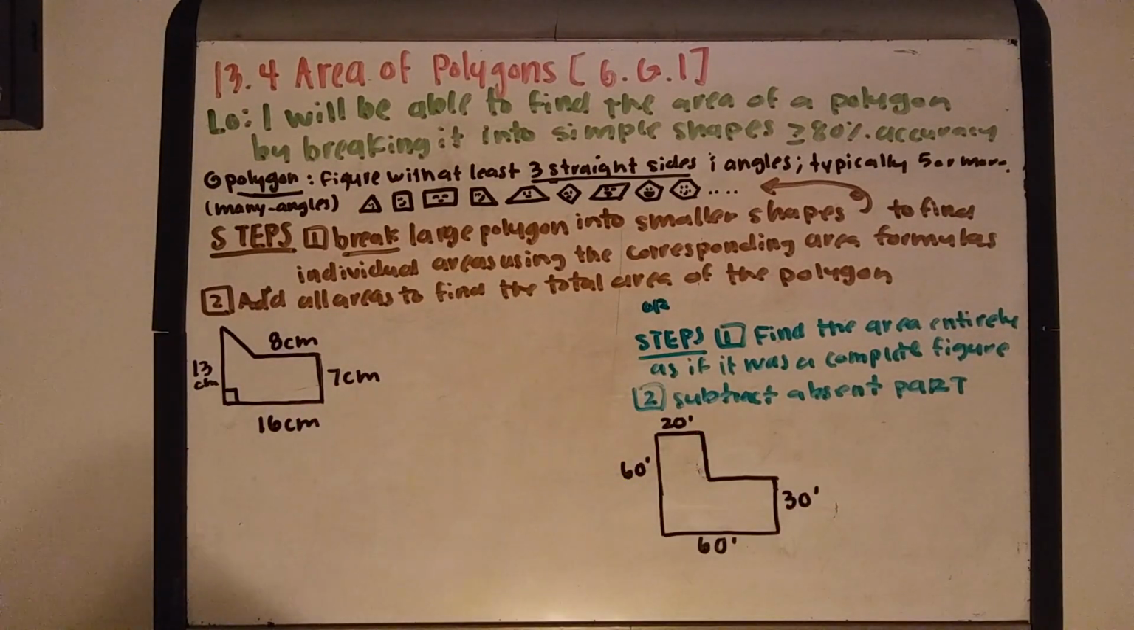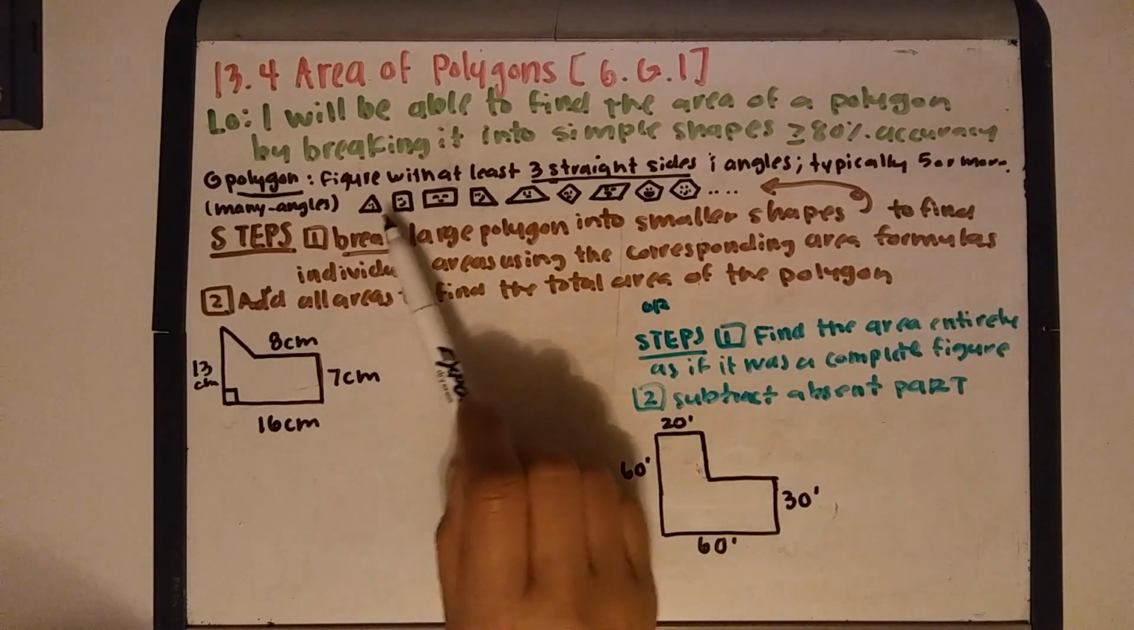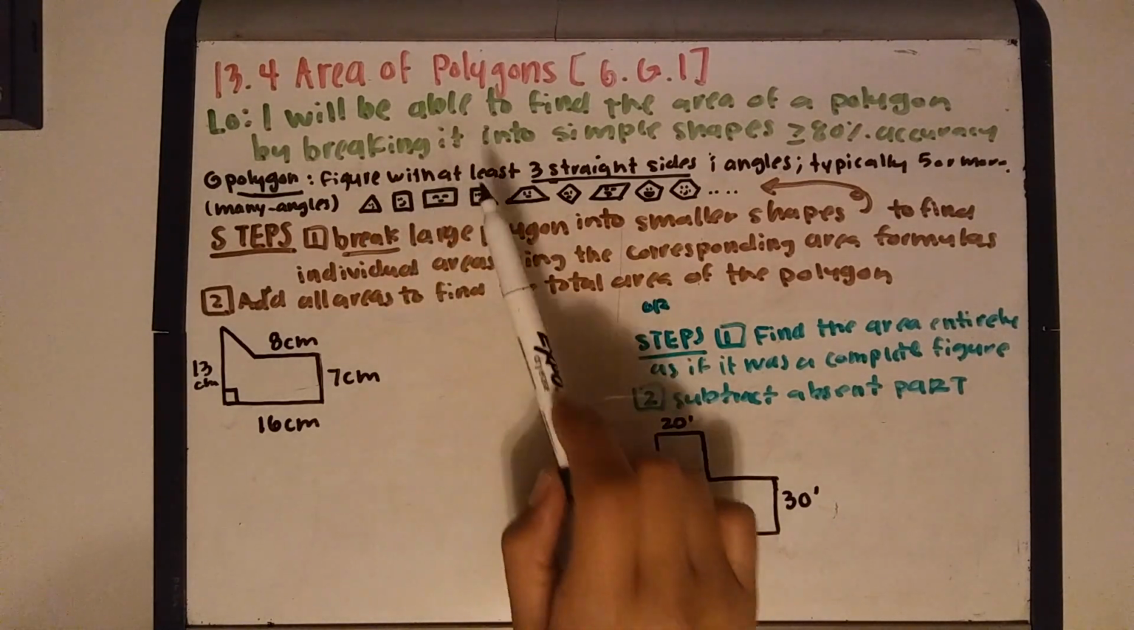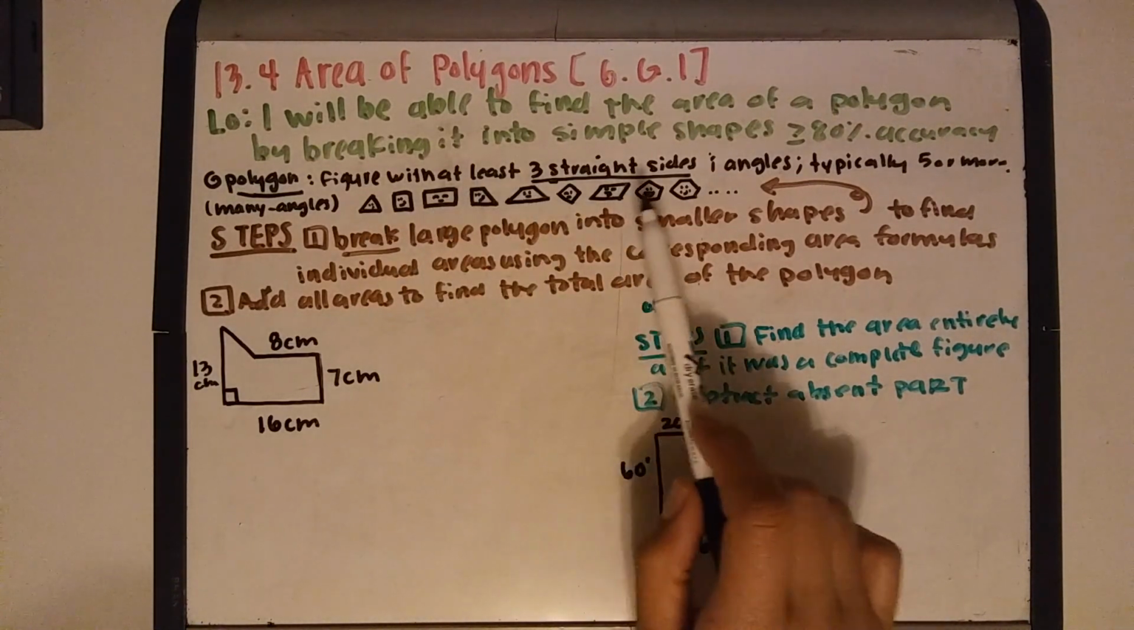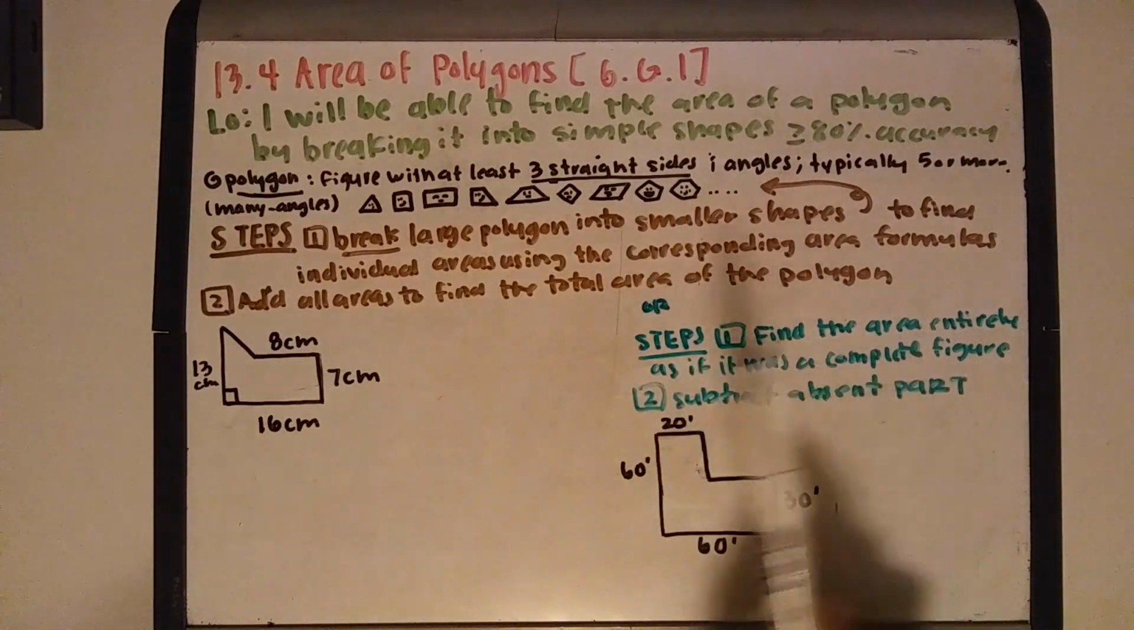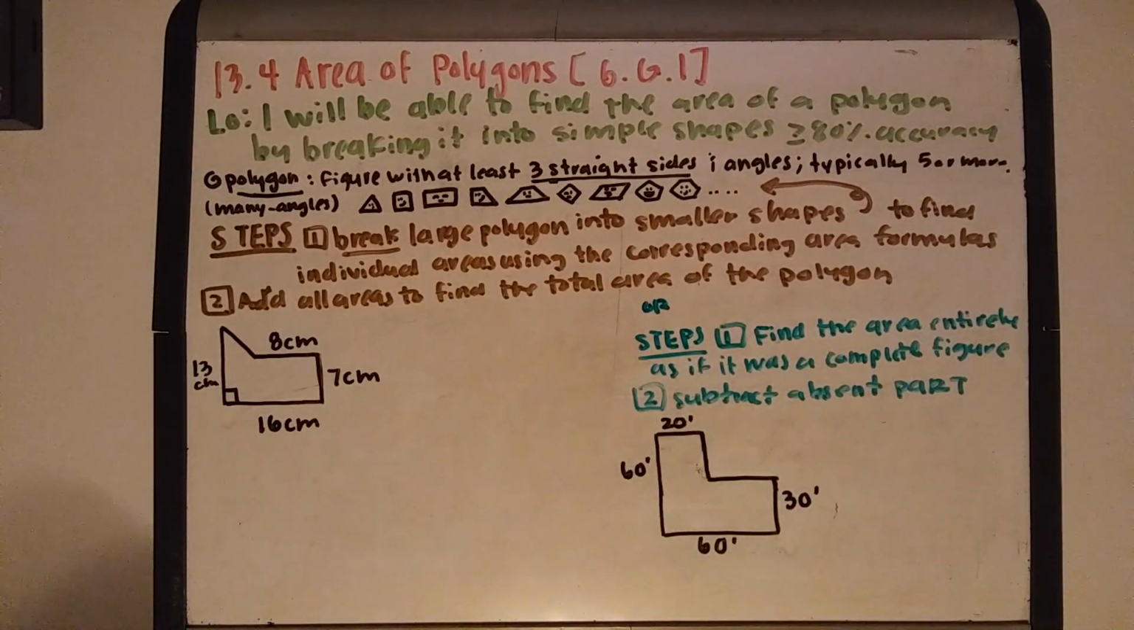13.4 area of polygons. That's our standard, and your objective is to be able to find the area of polygons by breaking it into simple shapes with at least 80% accuracy given your independent practice. So a polygon is basically a figure with at least 3 straight sides and angles, typically 5 or more sides. Poly means many, gon means angles, many angles. So you have a triangle, a square, a rectangle, a trapezoid, a rhombus, a parallelogram, a pentagon, hexagon, heptagon, octagon, all of those. Okay?